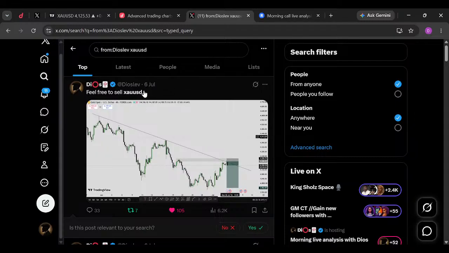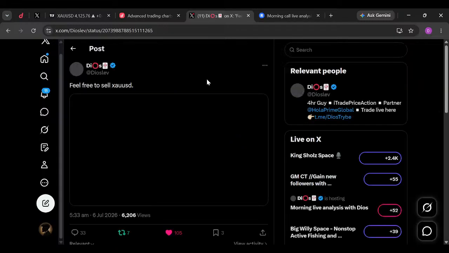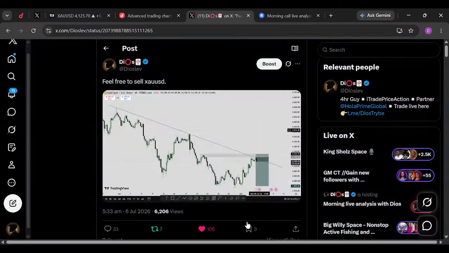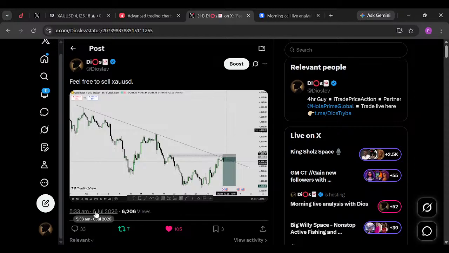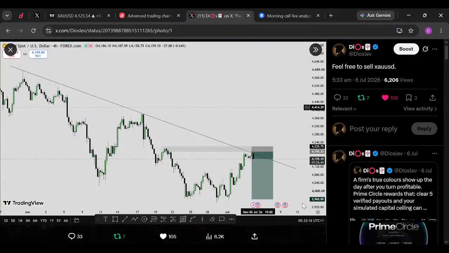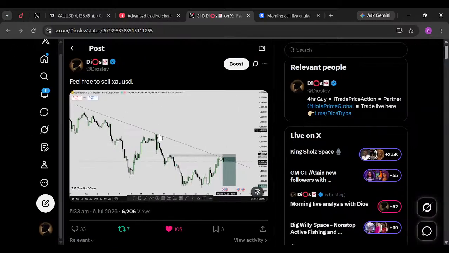Exactly. So you can see this was posted on the 6th. I said feel free to sell. So what is boost? I'm not boosting anything. So this was on the 6th, right? The 6th is Monday. I posted it around 5:30 in the morning that you should sell gold. So you can see the level, the place that I want to sell to. That's 3960. So I already posted that gold was a sell.